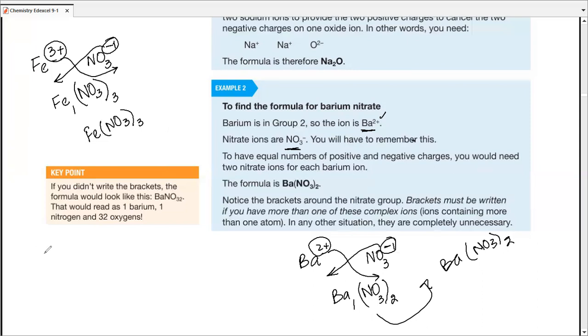Okay, let's practice something different. We have aluminum. We have practiced aluminum a lot before, and we have carbonate, and this is 2 minus. Okay, go ahead.